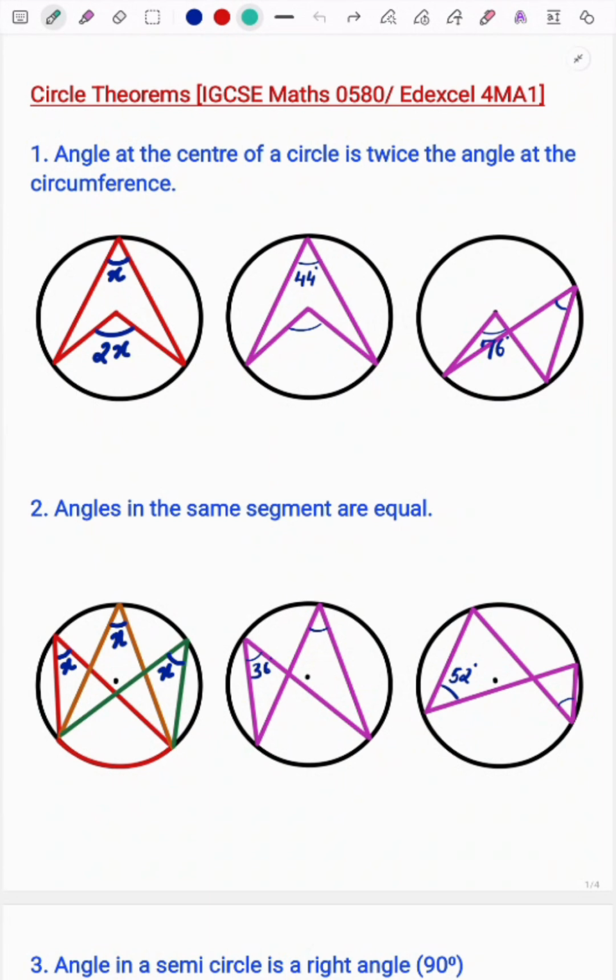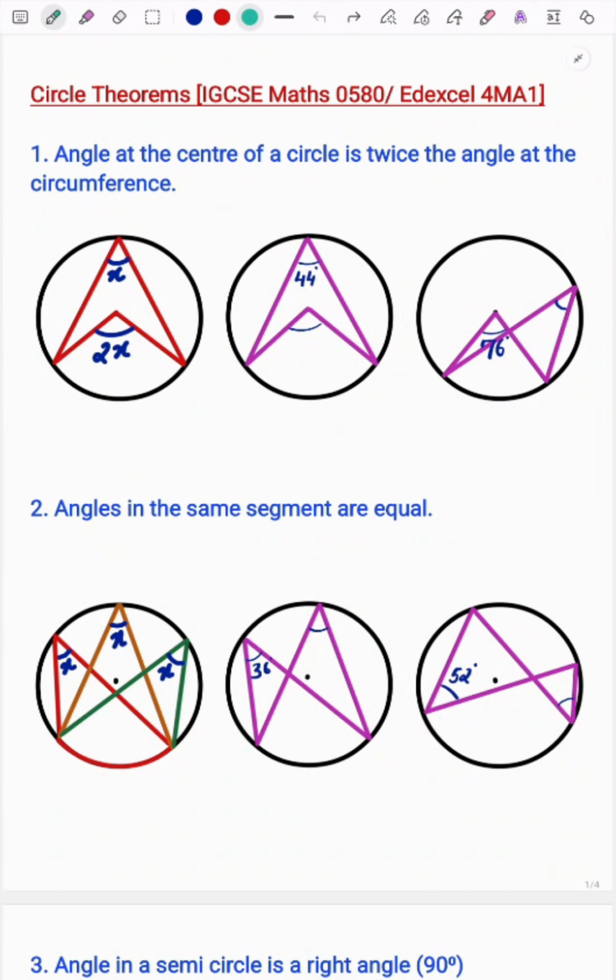And I wanted to mention that I have given one circle theorem statement and then the general form, as well as two examples of each for a better understanding. Let's start with the first one. Angle at the center of a circle is twice the angle at the circumference.